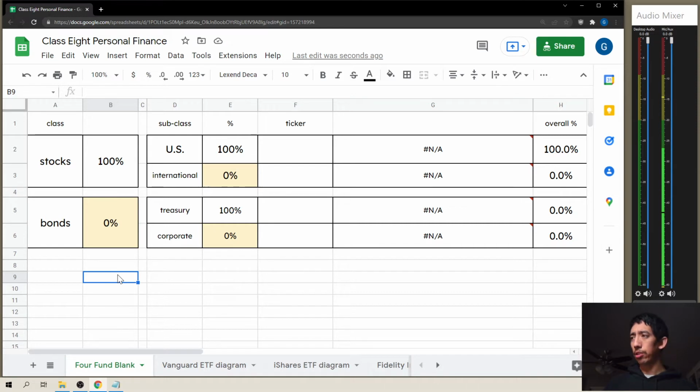Another thing I want to do with this channel is make sure that folks who watch know how to use a spreadsheet. So I'm going to be showing technical tips as we go along. So what I did here was 0%. All of the highlighted cells here are the cells where I can put in values, and the non-highlighted cells have the formulas in them. So here in stocks, I have equals 1 minus B5, which is this cell right here. 1 minus 0 is 1, which is 100%.